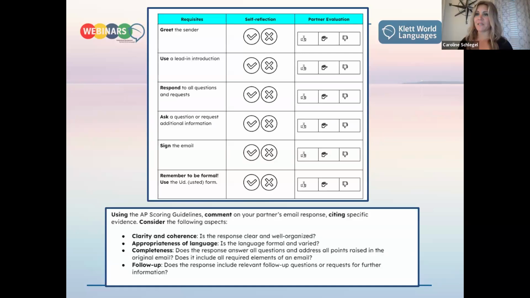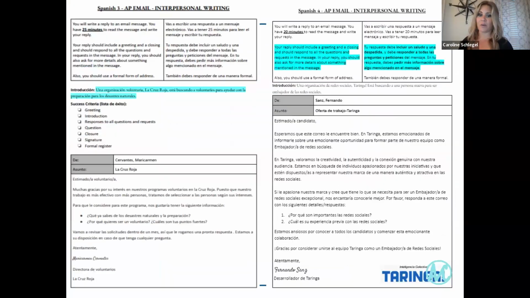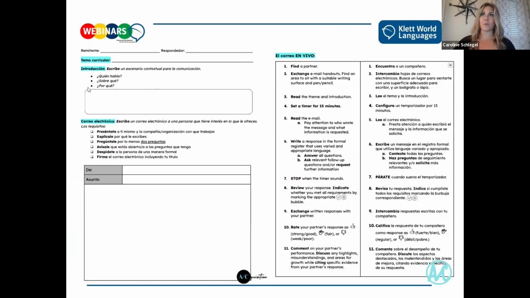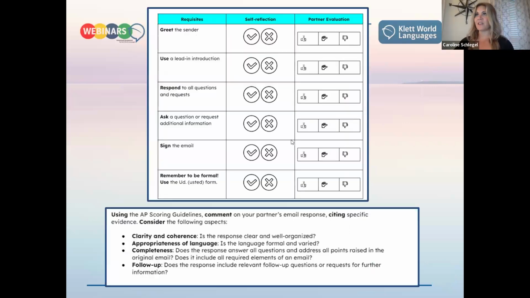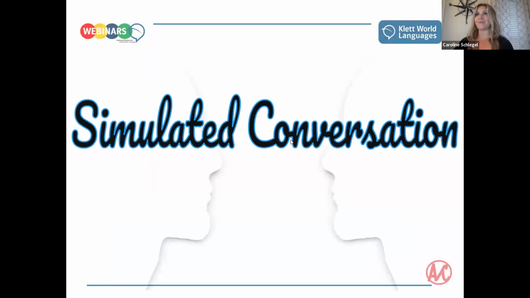Yeah, absolutely. So just going back real quick, this is the first one where they write the introduction and then they write their own writing piece, right? They're writing the original email that would be the AP email task. They're creating the task. And so they're learning how to write the test, how to be the test at the beginning. Yep. And then responding to the test and evaluating, as we said.